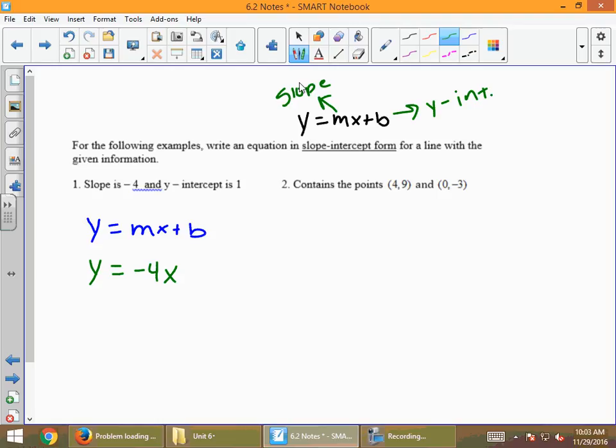Then, did they give us our b? You said our b was our y-intercept. Did they give us our y-intercept? Yeah. Just take your y-intercept, plug it in for b. The y stays the y, the x stays an x. That easy. We are done. So if they give you your slope and your y-intercept, you just plug them into the right spot.